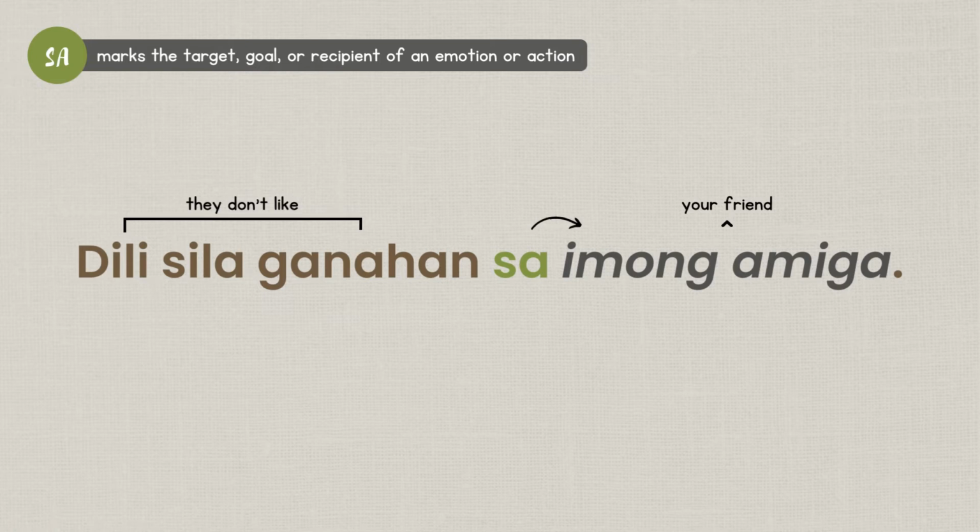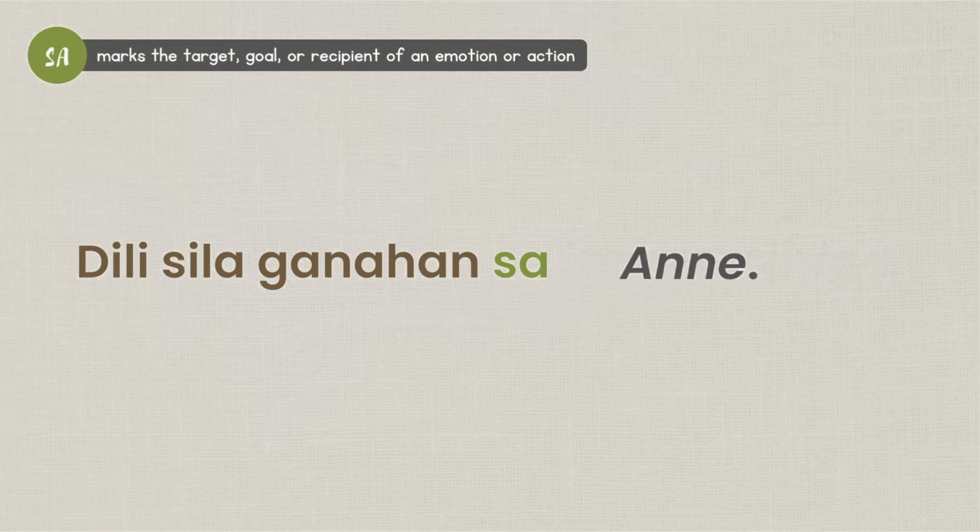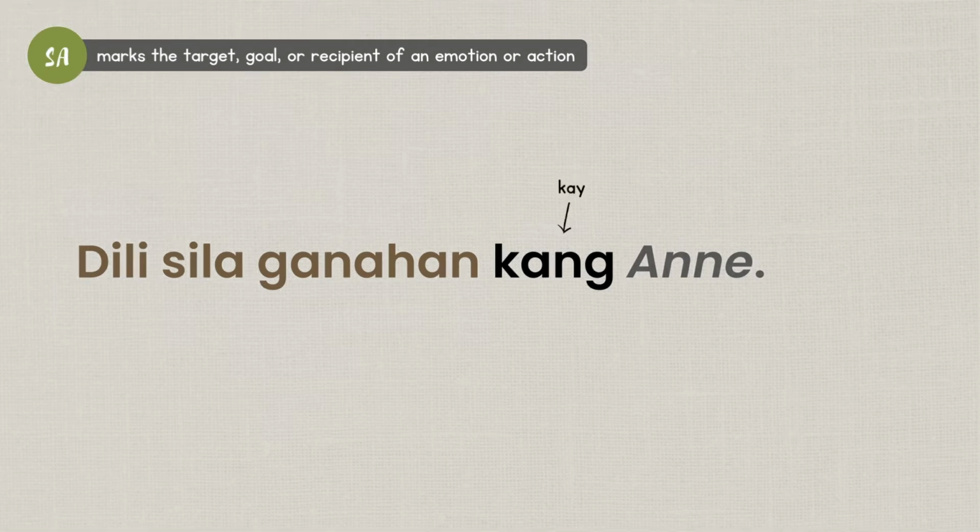But what if the name of that friend is being used instead? For example, Anne. Since Anne is a personal noun, we should use the marker kang instead. Dili siya ganahan kang Anne. This kang is also being used interchangeably with the word kay. Dili siya ganahan kay Anne.